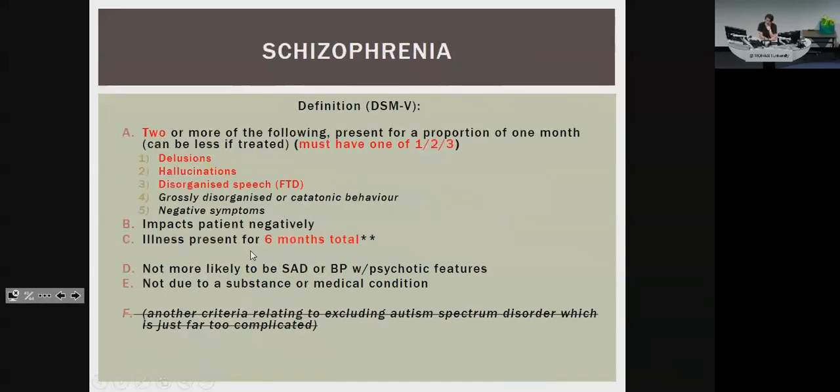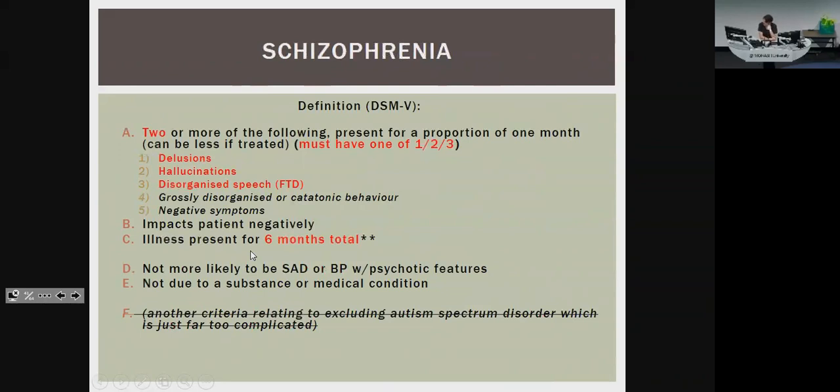And the definition is boring. Unfortunately, you guys just need to learn the DSM. You just have to rote learn it, for all the green conditions. But the DSM for schizophrenia is you need 2 or more of those 5 features present for at least 1 month, or less if you treat them with antipsychotics. And at least one of them has to be delusions, hallucinations, or a form of thought disorder.